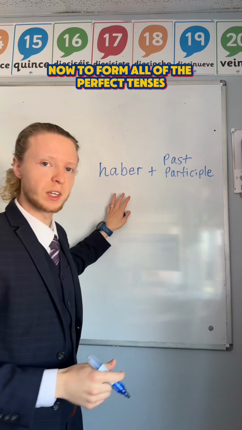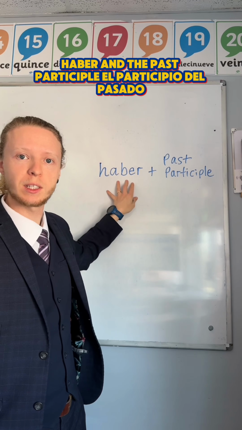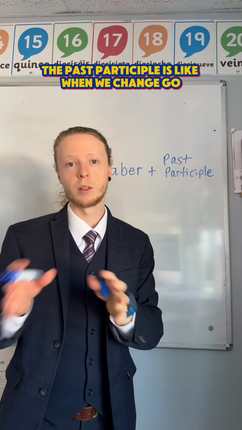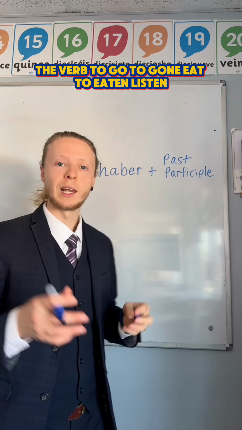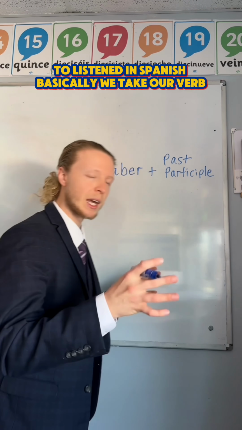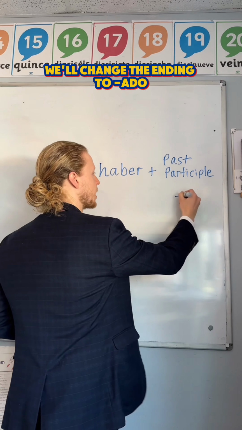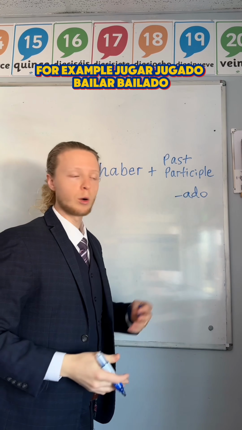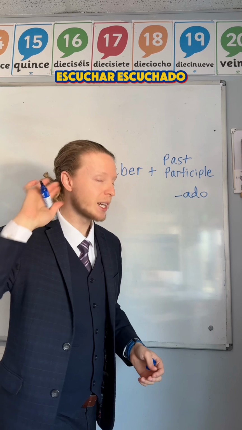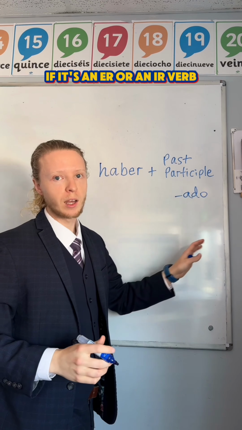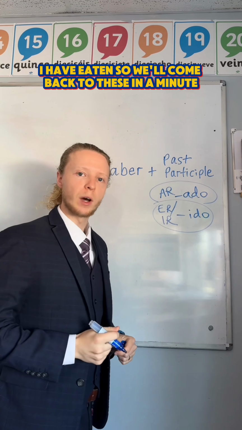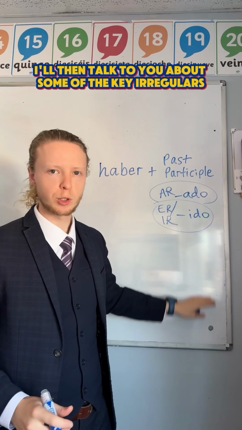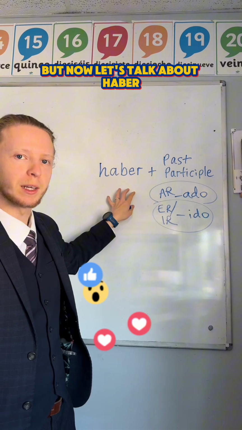Now, to form all of the perfect tenses, we need to understand what we're doing with the verb haber and the past participle. El participio del pasado, the past participle, is like when we change go, the verb to go, to gone, eat to eaten, listen to listened. In Spanish, basically, we take our verb. If it's a regular AR verb, we'll change the ending to ado. We'll change that AR to ado. For example, jugar, jugado. Bailar, bailado. Escuchar, escuchado. If it's an ER or an IR verb, we'll change it to ido. He comido, I have eaten. So we'll come back to these in a minute, but that's basically how we're going to form our past participles. I'll then talk to you about some of the key irregulars, but now let's talk about haber.